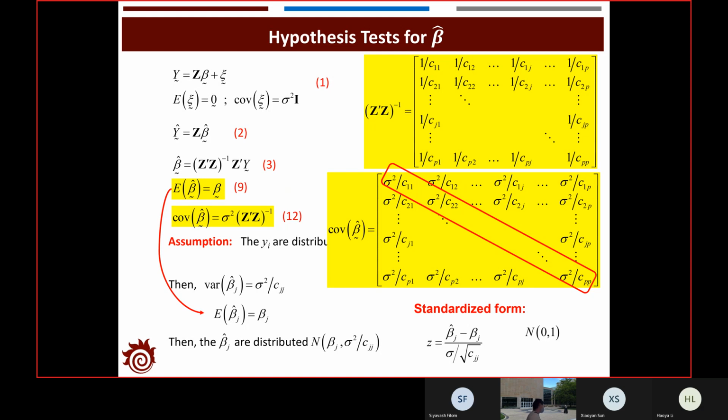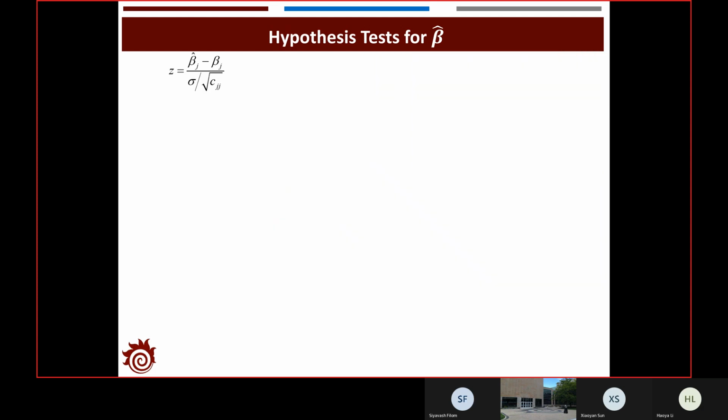So this is the case. You know the true values of the beta j. You know the true value of sigma. But in reality, you don't know the value of beta or the value of sigma, because those are the population true values. We have no idea about what their values are.